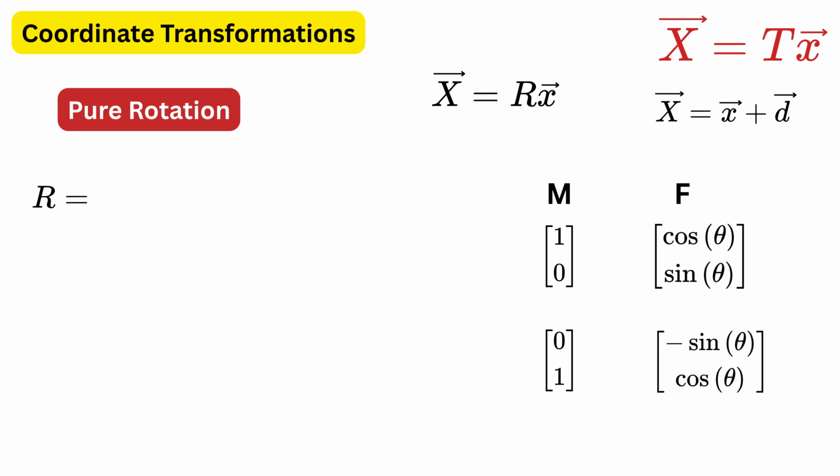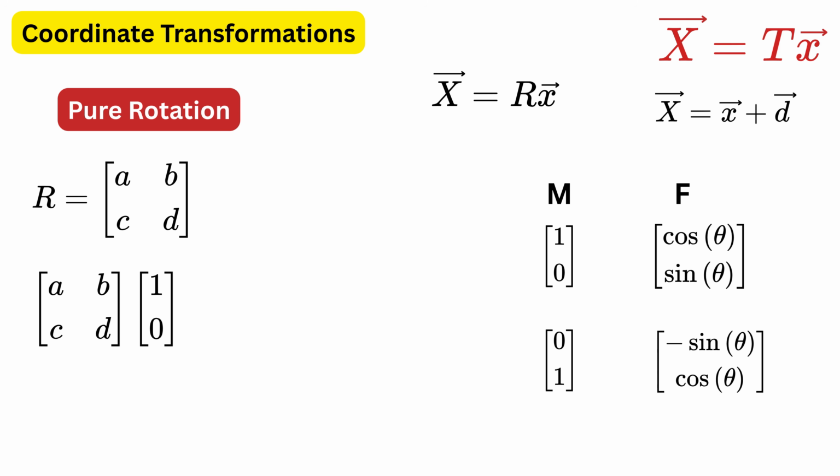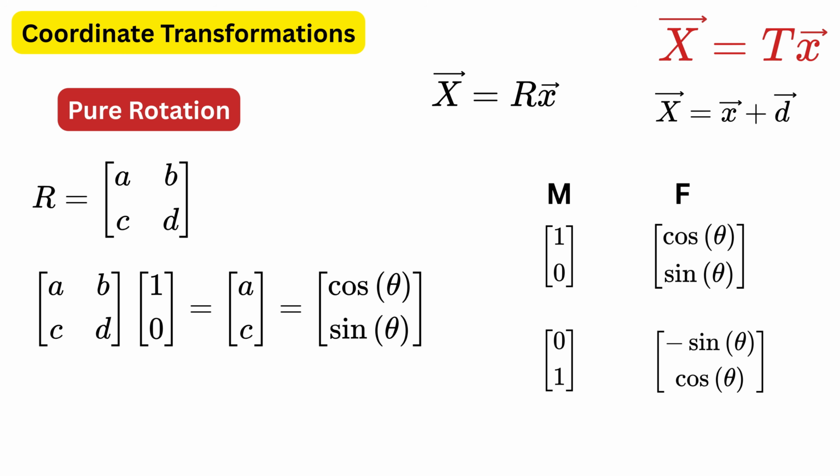Now, let R matrix have values A, B, C, and D like this. Multiply R with 1 and 0 to get this, which then becomes the vector A and C. But this must be equal to cos theta and sine theta. This is because this 1 and 0 represent the point in M frame, which is equivalent to small x vector. And if we multiply R with it, we get the vector big X, that is the vector of the same point in F frame, which for this case is cos and sine theta. So A equals cos theta and C equals sine theta.